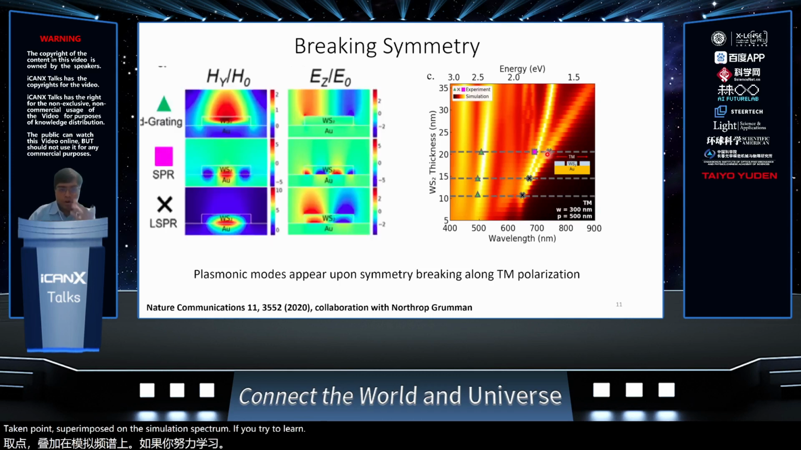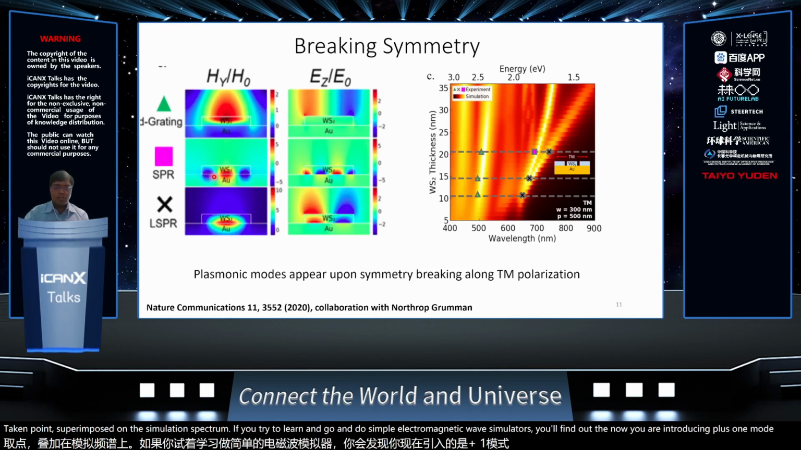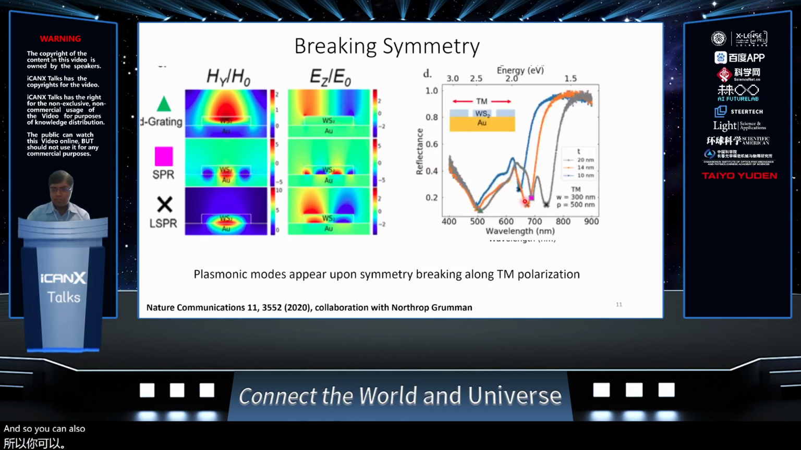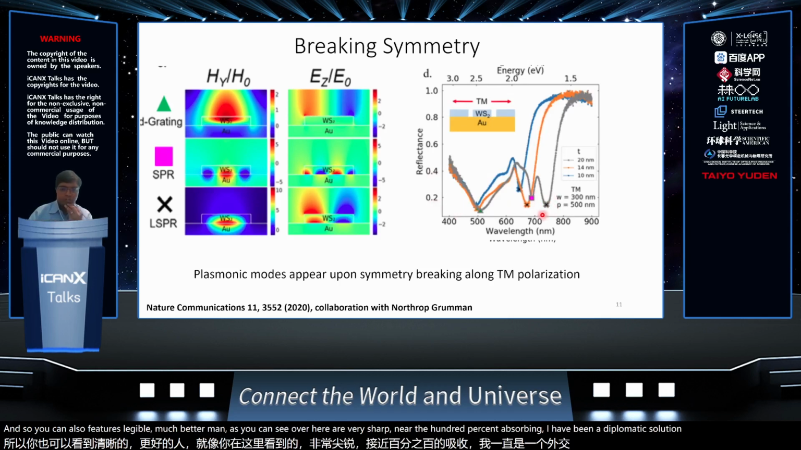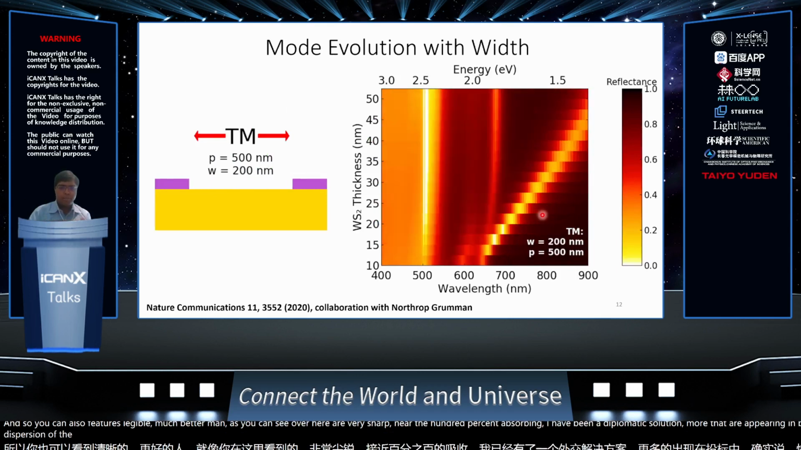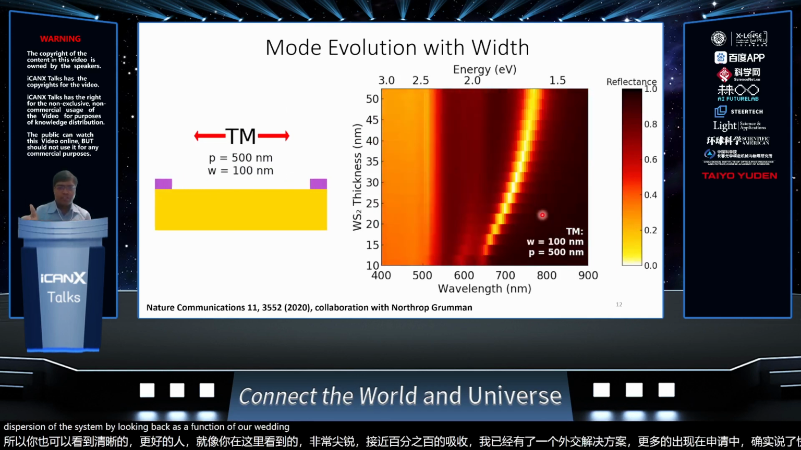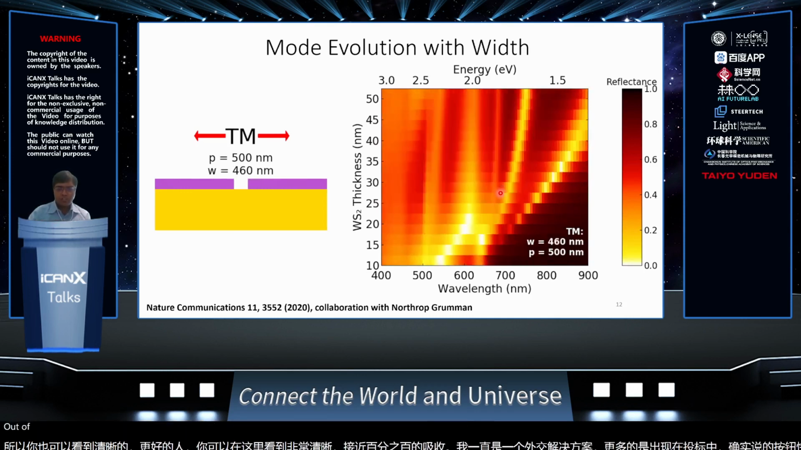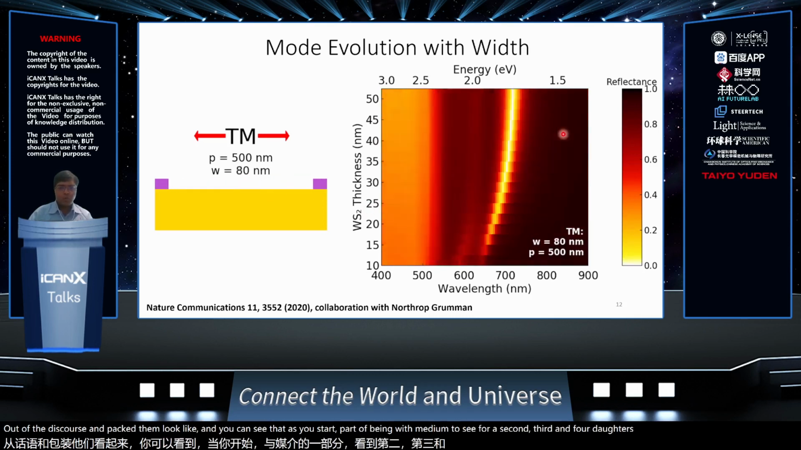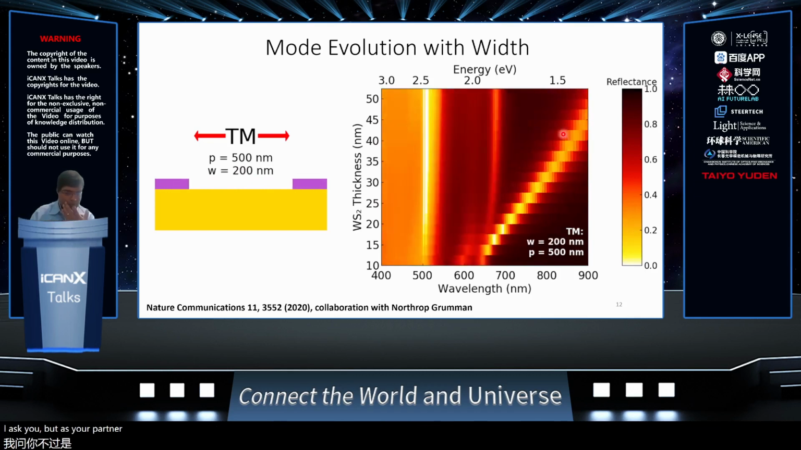If you do simple electromagnetic wave simulations, you find that you are now introducing plasmon modes that are confined at the interface between the excitonic material, which is WS2, and gold, which is the plasmonic medium here. You can also see this very well in experiments: very sharp, nearly 100% absorbing hybrid plasmon-exciton modes appearing in the patterned system. You can derive the entire dispersion of the system by looking at how the spectrum varies as a function of varying widths for a fixed period between the resonators. As you pattern this medium, you see first, second, third, and fourth order plasmon modes emerging as you pattern the TMDC layer on top of this substrate.